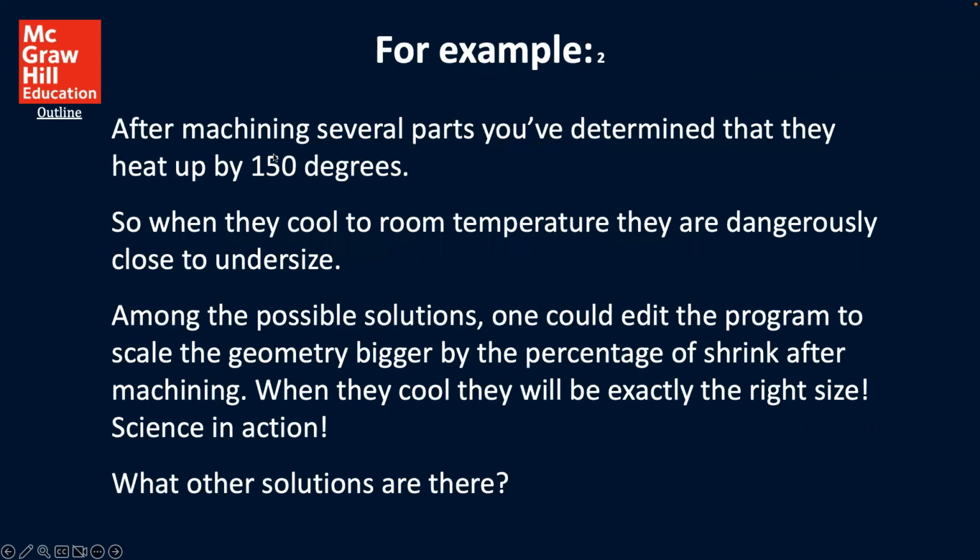So for example, after machining several parts, you've determined that they heat up by 150 degrees. So when they cool to room temperature, they are dangerously close to undersize. Among the possible solutions, one could edit the program to scale the geometry bigger by the percent of shrinking after the machining. When they cool, they will be exactly the right size.